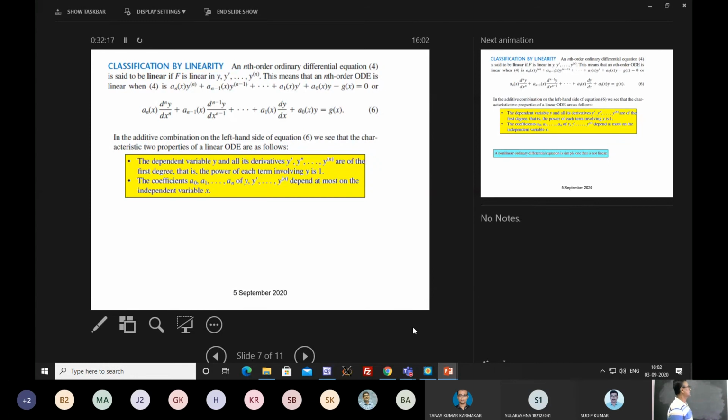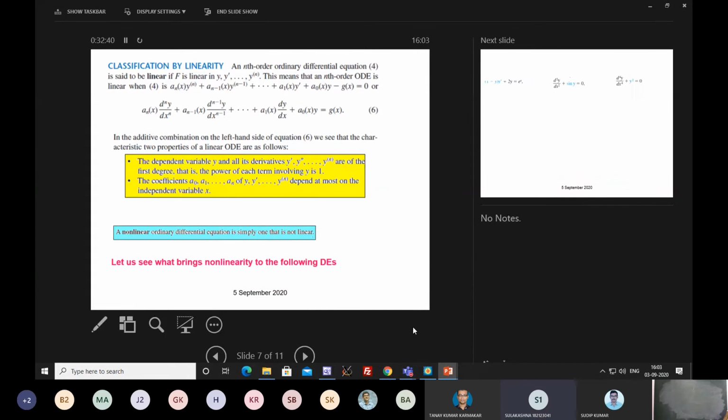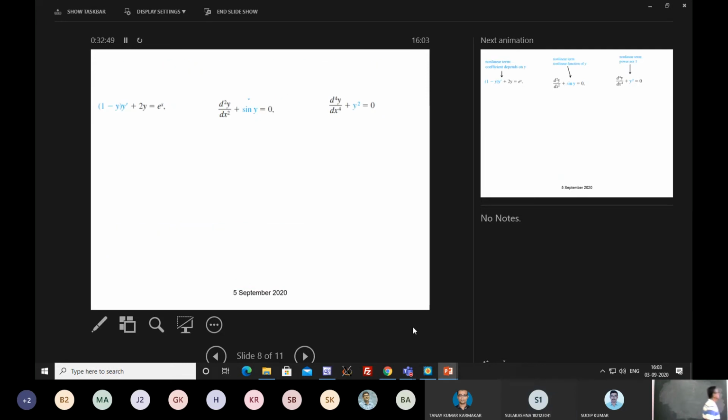So these are the classification criteria. You can see in the highlighted portion, this I have already explained to you. And again, a nonlinear differential equation is one which is simply not linear. That's it. Let us see what brings nonlinearity to the differential equation, which you are going to see next. Can you tell me what brings nonlinearity to these differential equations? The first one.